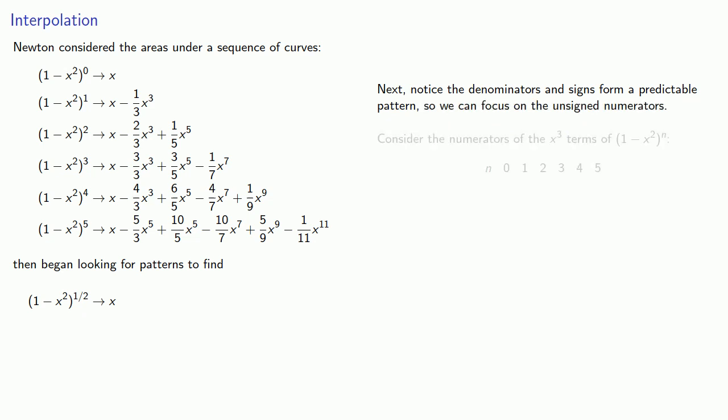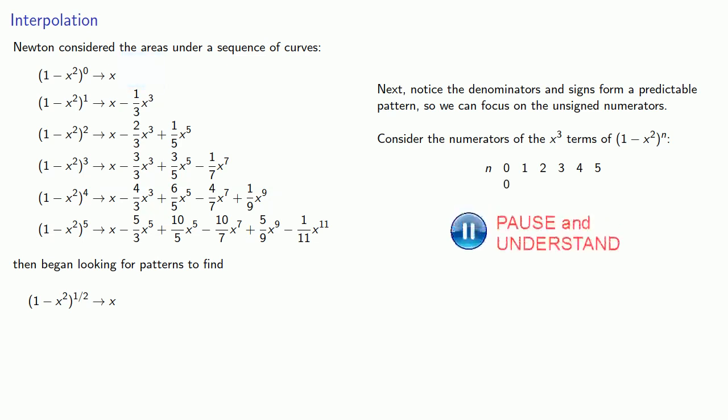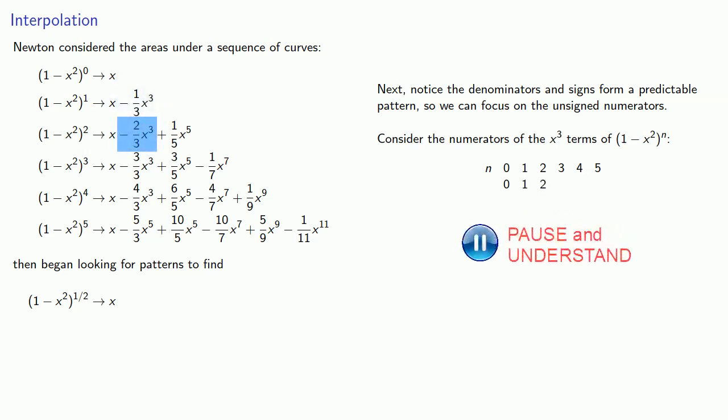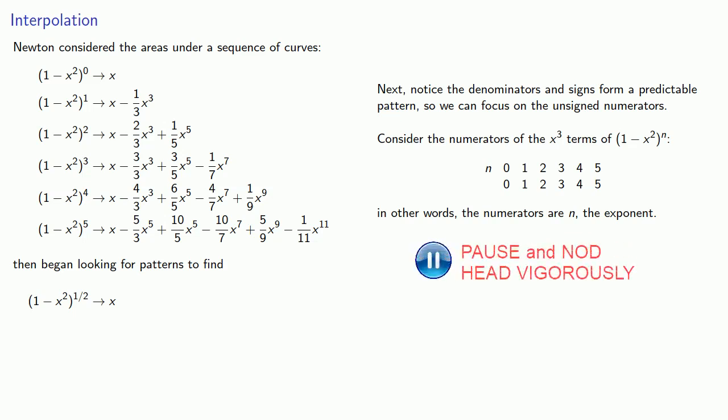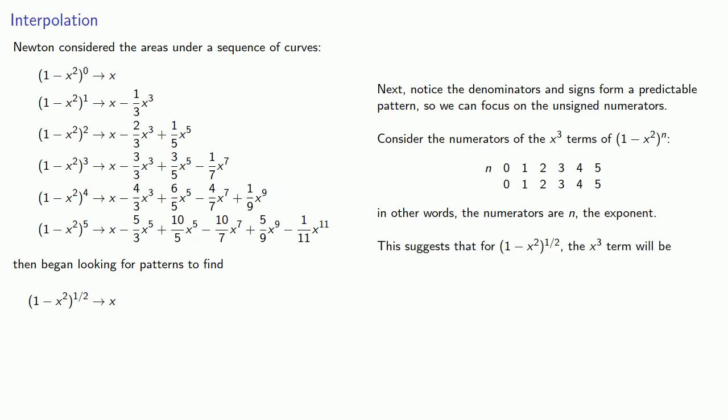So let's consider our numerators of the x cubed terms of 1 minus x squared to power n. If n is equal to 0, there's no x cubed term, so our numerator of the coefficient is 0. If n equals 1, our numerator is 1. If n equals 2, our numerator is 2. If n equals 3, 4, or 5, our numerators are 3, 4, or 5. And it's pretty easy to see that there's a nice pattern emerging: the numerators are n, the exponent. And this suggests that for 1 minus x squared to power 1 half, the x cubed term will be negative 1 half over 3 x cubed, negative 1/6 x cubed.